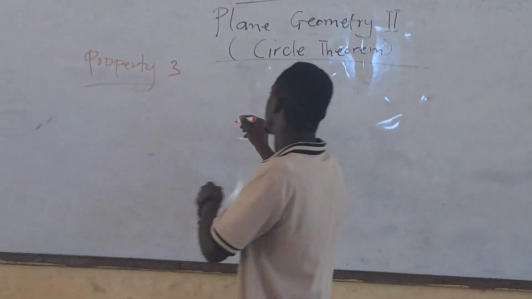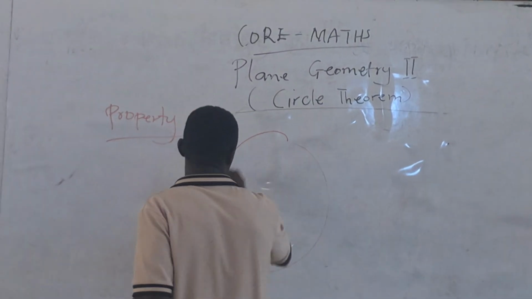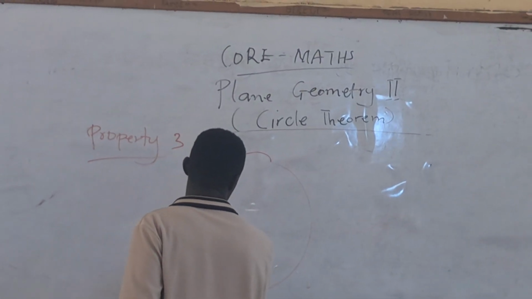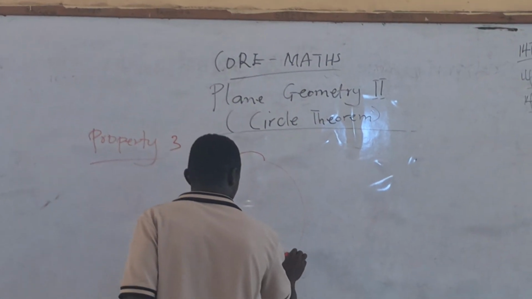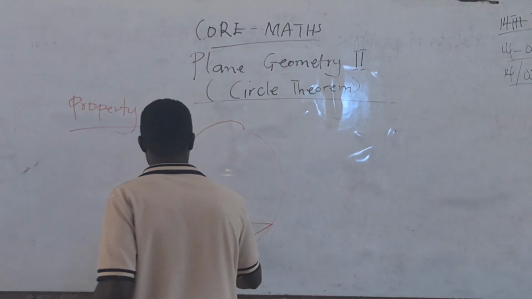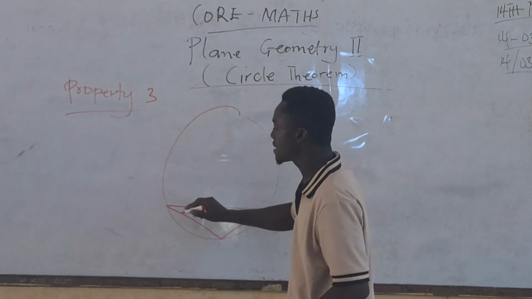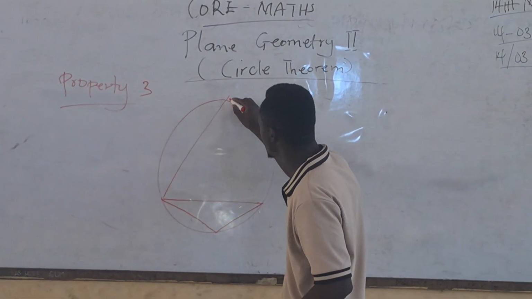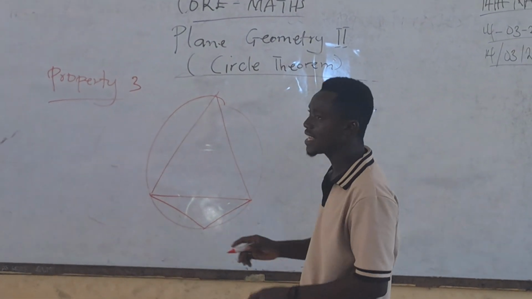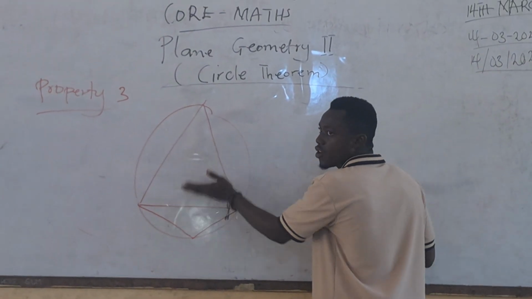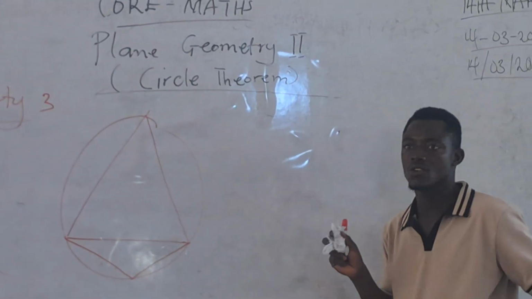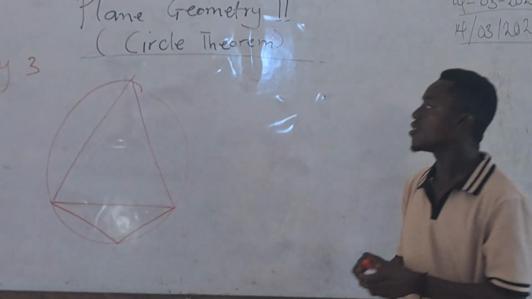All that we are trying to say is that whenever you have a circle and we have a chord, the angles formed by the chord at the opposite segments add up to 180 degrees.